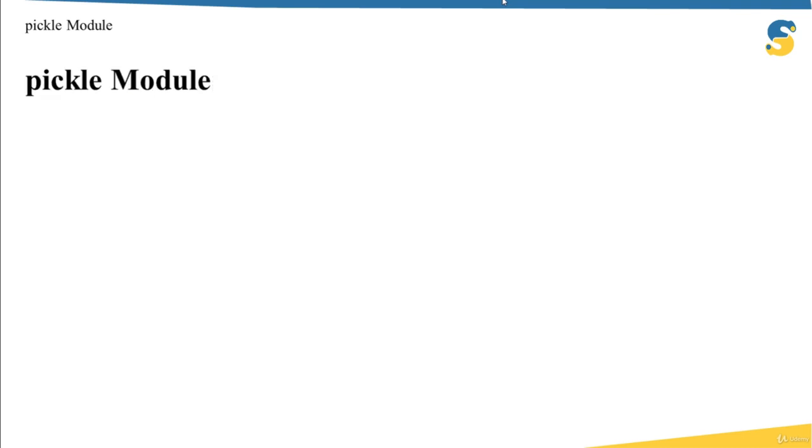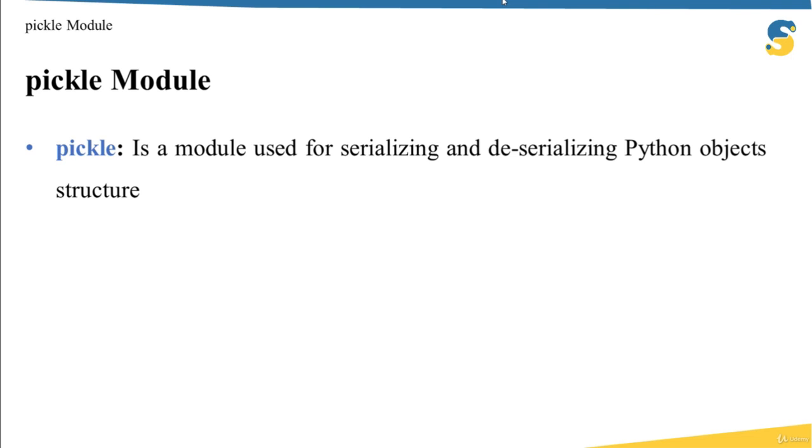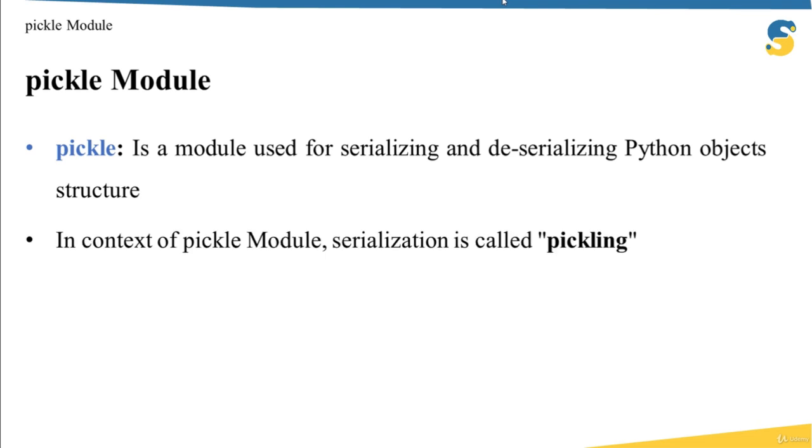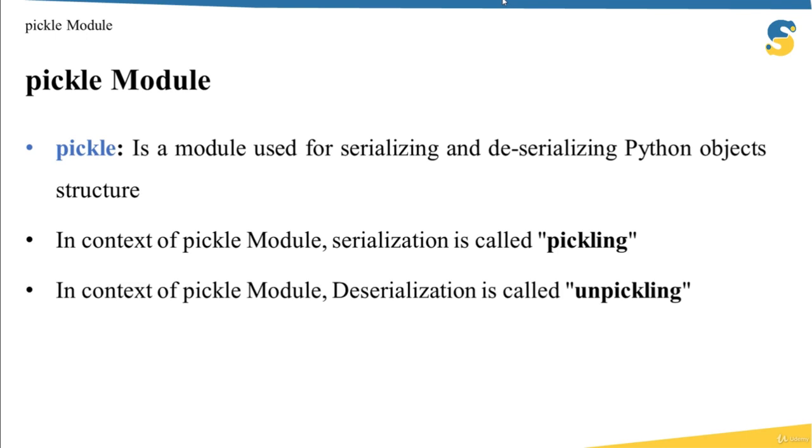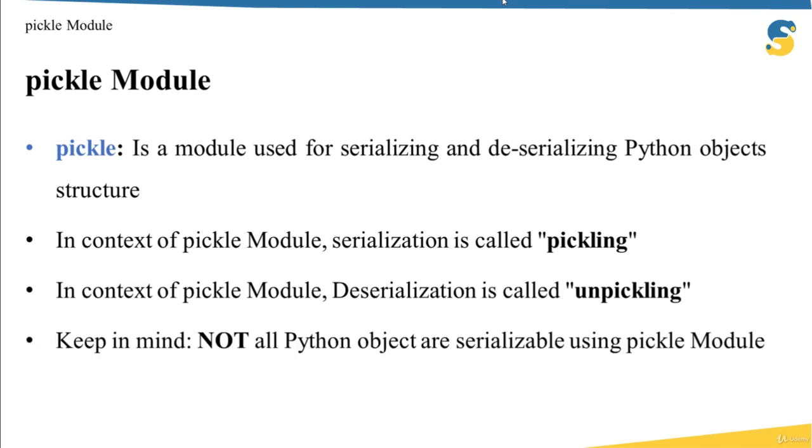Now let's talk about the Pickle module. Pickle is a module used for serializing and deserializing Python object structures. You have to know that in the context of the Pickle module, serialization is called pickling and deserialization is called unpickling. Also, there is a very important point: not all Python objects are serializable using the Pickle module. So sometimes if you find some errors while you use this module, this is because not all objects are serializable.